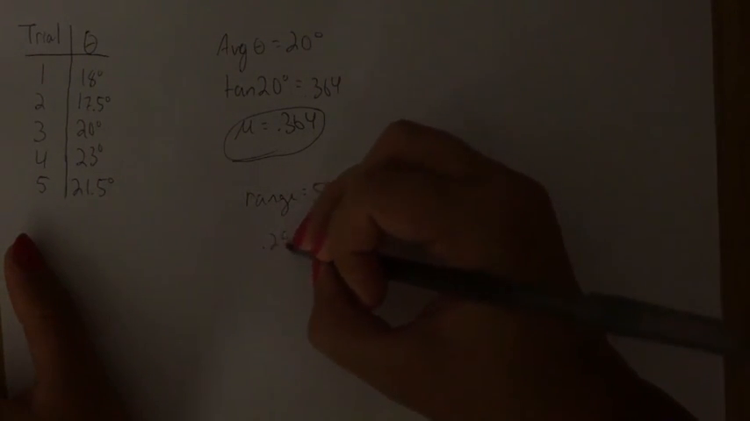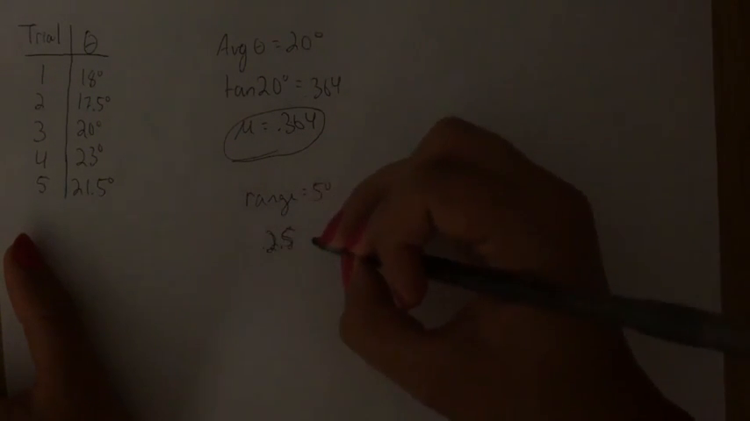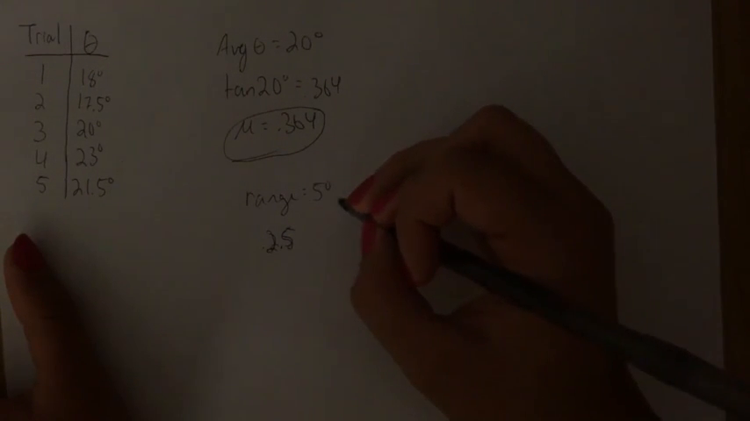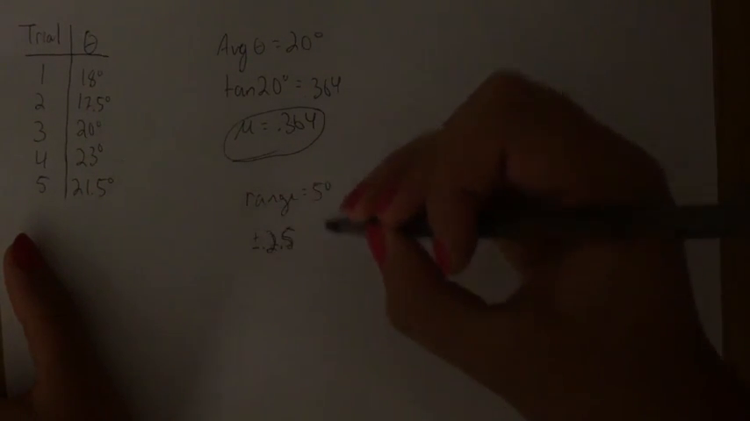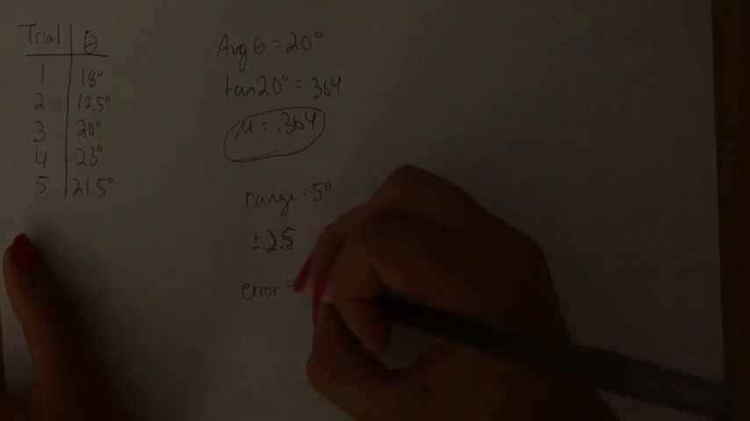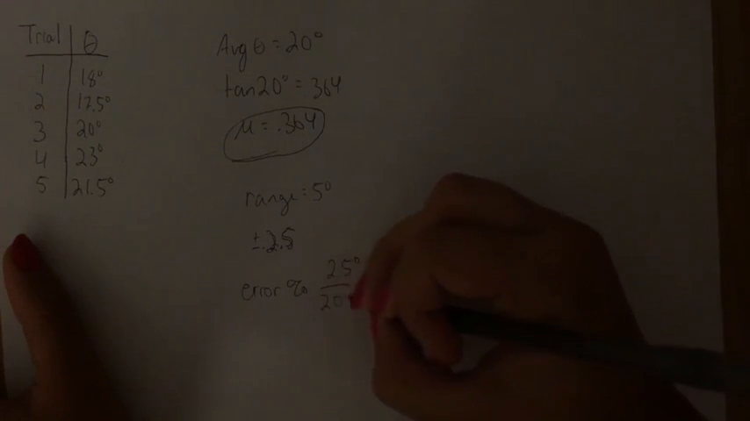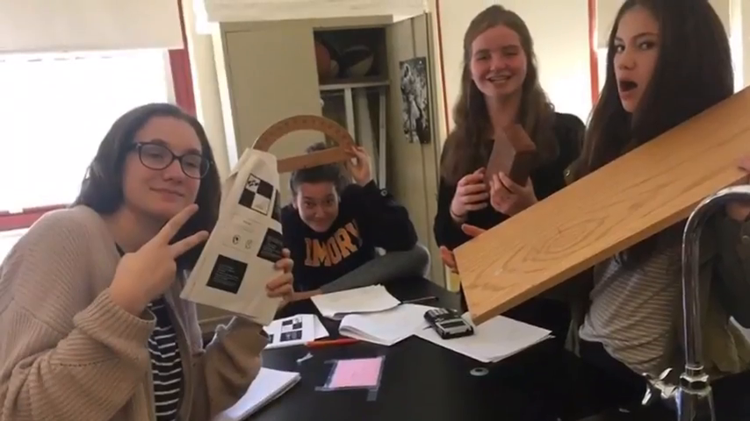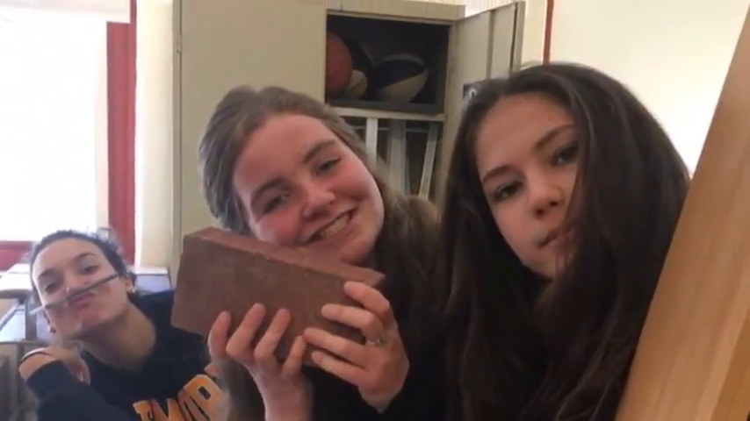So I would guess that that means that the error could have been either 2.5 above or below where it should be, because if the overall range is 5, then you'd guess the average would be in the middle. So it could be 2.5 above or 2.5 below the actual theta. So that means that our error percentage should be about 2.5 degrees over 20 degrees, which is 12.5%.